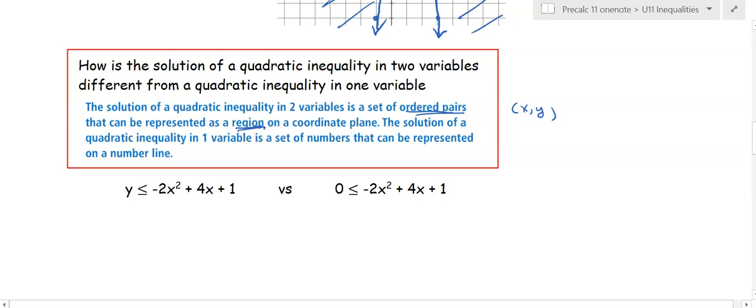The solution of a quadratic inequality in one variable is a set of numbers, right? X could be 5, or x could be 7, or x has to be between 5 and 7. That can be represented on a number line. So this would be my representation on a number line, making numbers up, where it could be in between or something like that, right?